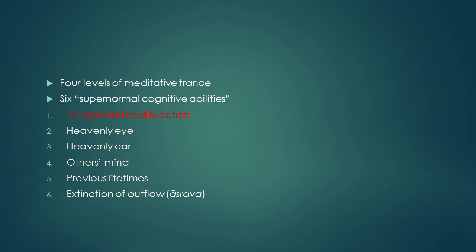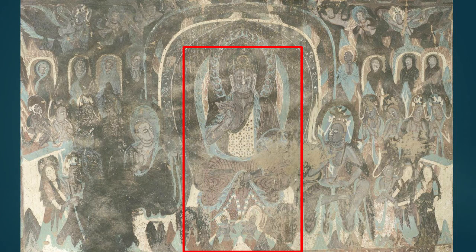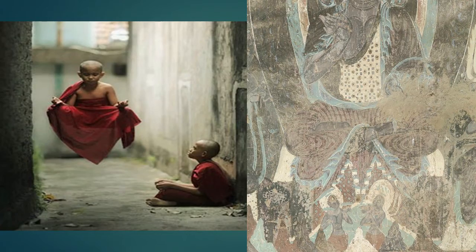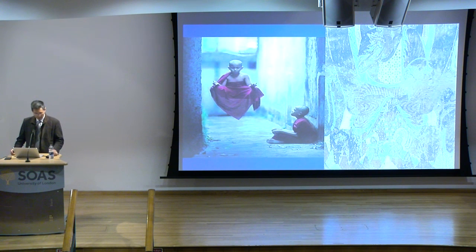Let's take, for instance, the unimpeded bodily action. You can see the central Buddha now lifts himself, appears in levitation. And here's a close-up. You can see he is seated cross-legged and just hovering in mid-air. And there's that river, the water beneath him, and the two figures standing beneath in the water, in the stream. This whole levitation still has its modern recapitulations, and in fact, there's a whole group of people who believe that by meditation you could indeed achieve that levitated state.